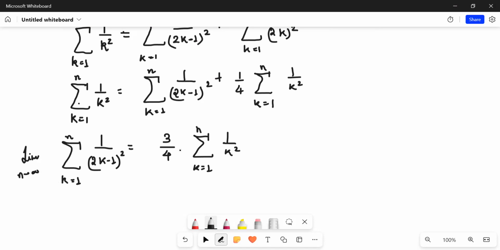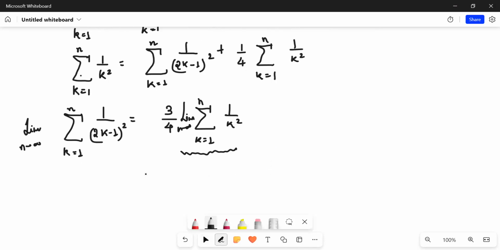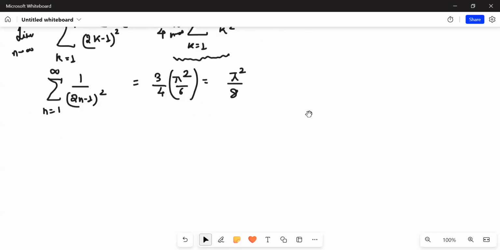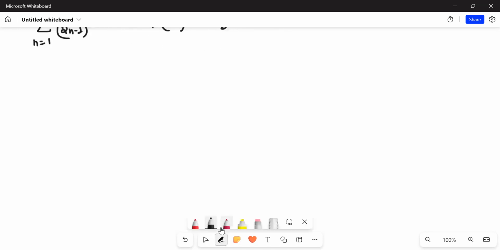If I take limit here, with n tends to infinity, this is something that we already know. This is equal to pi square over 6. So summation of 1 upon (2n minus 1) whole square from n equals 1 to infinity would be simply equal to pi square over 8. This was supplied to us.